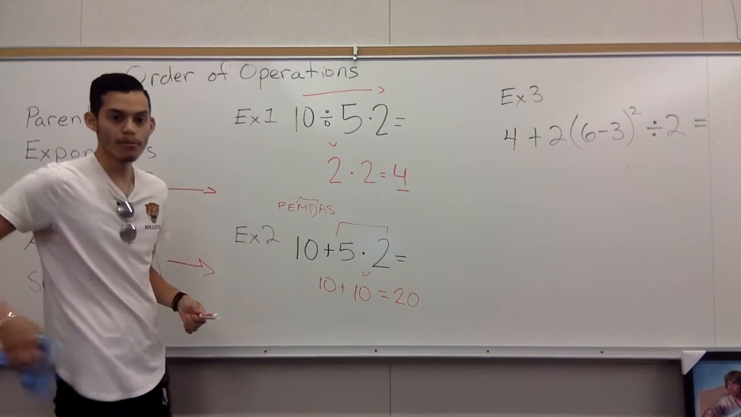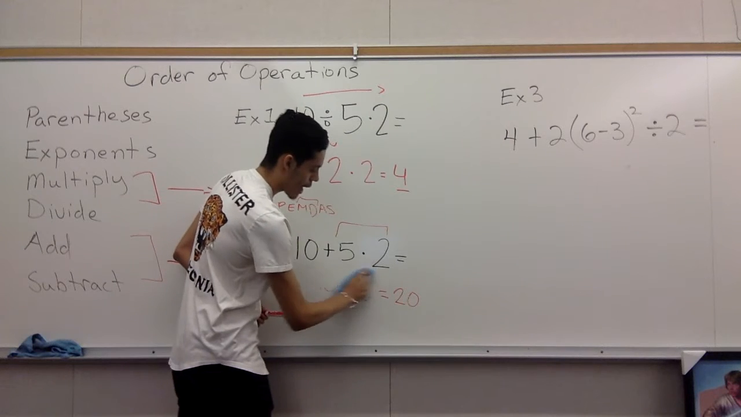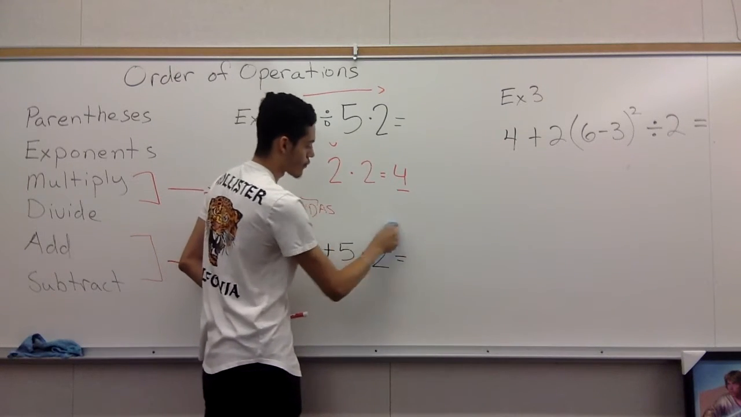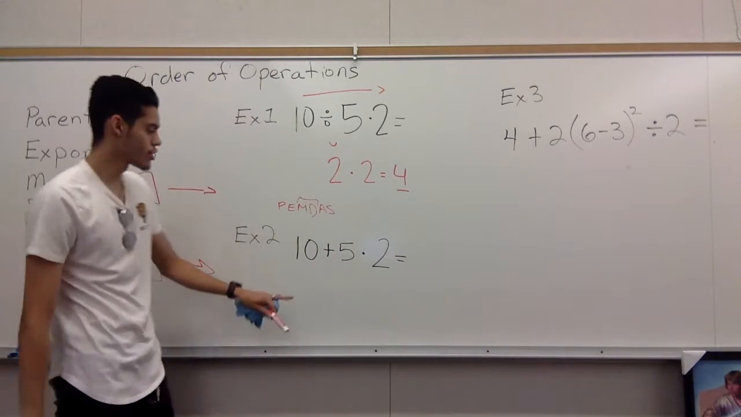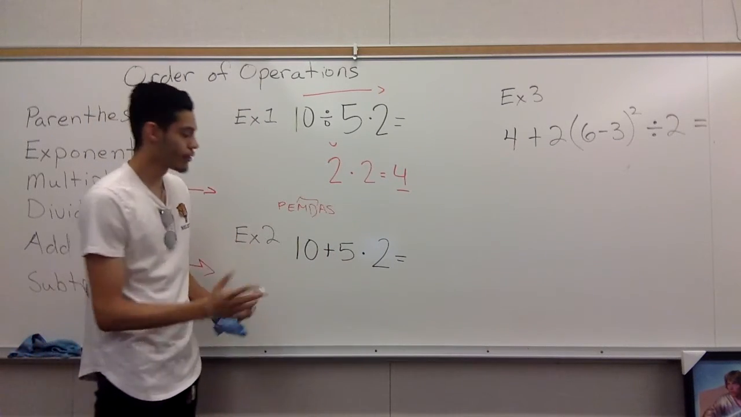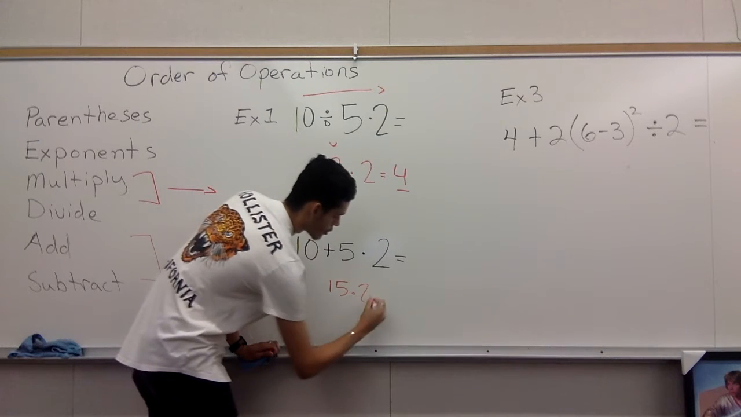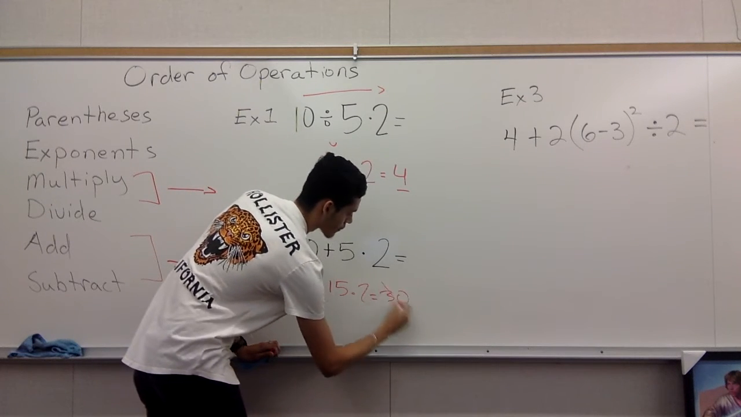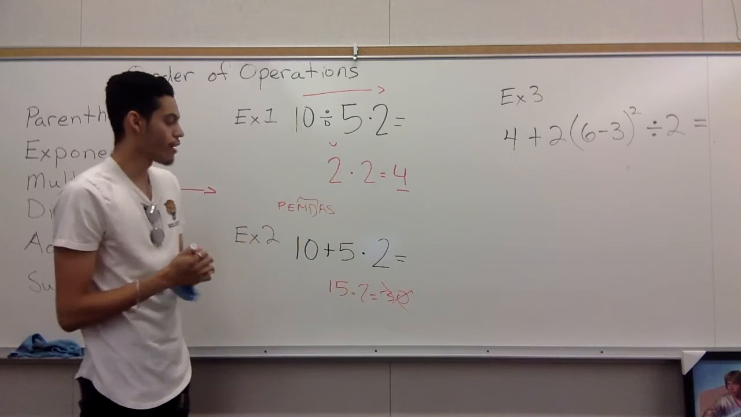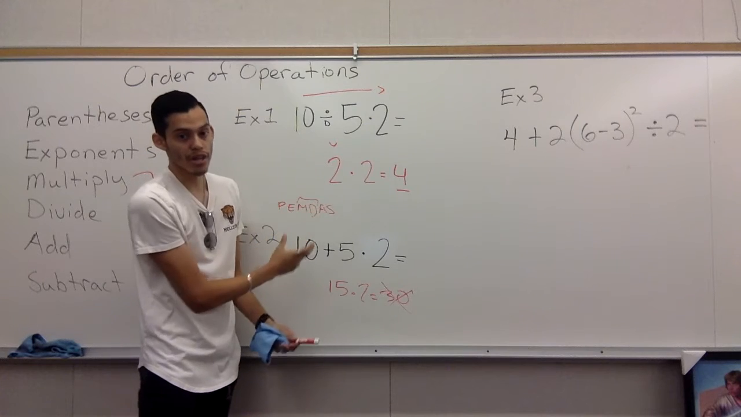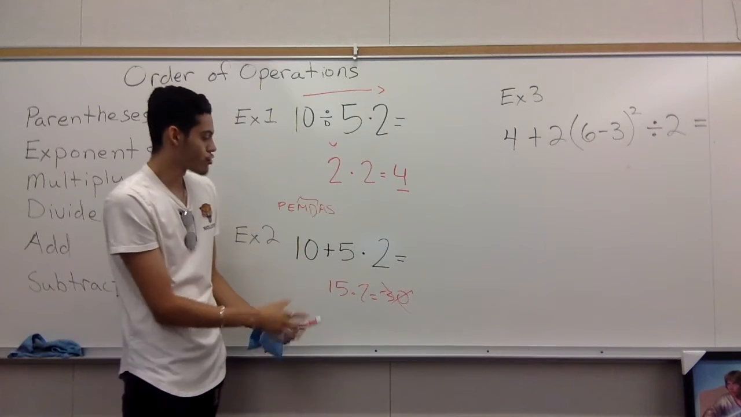Now, a very common mistake that a lot of students make, because I said work from left to right, is that they're going to want to just do the addition first. A lot of students see the 10 plus 5 and they're like, oh, that's 15, times 2 equals 30. But 30 is not the right answer because you're not following the rules of PEMDAS, because multiplication and division take priority over addition and subtraction.